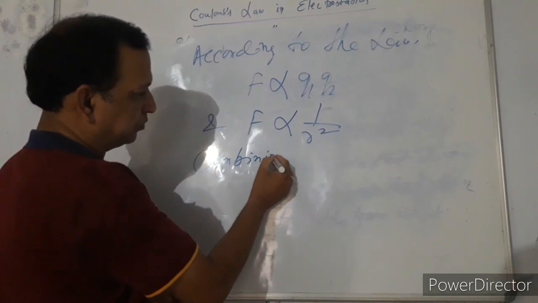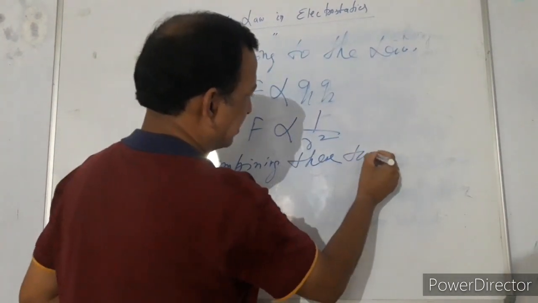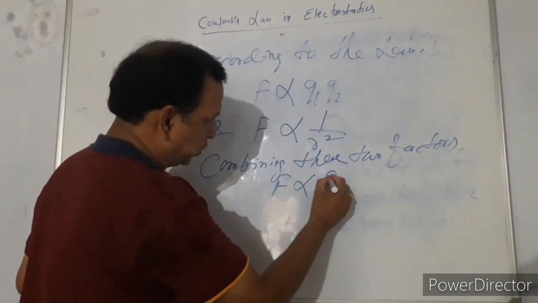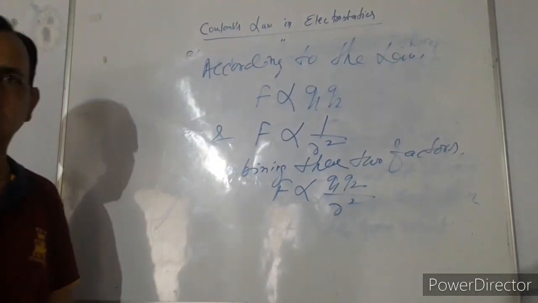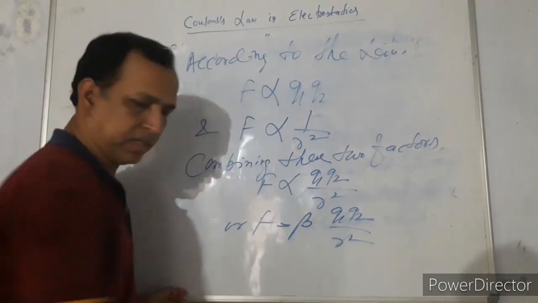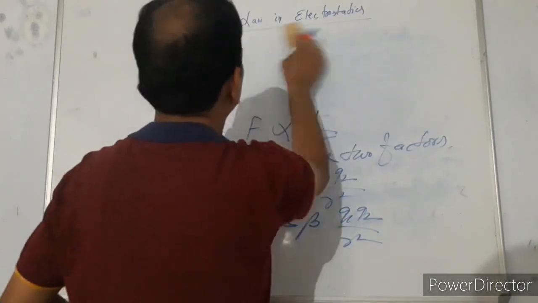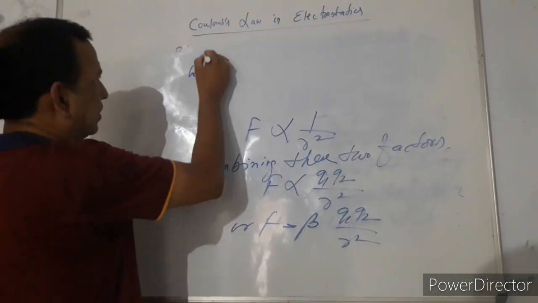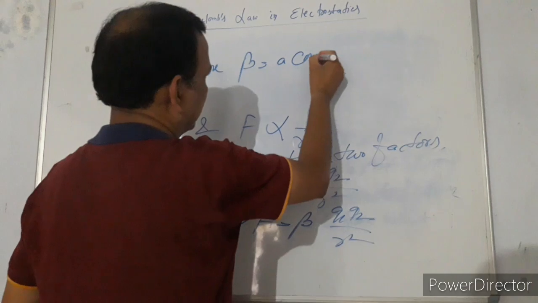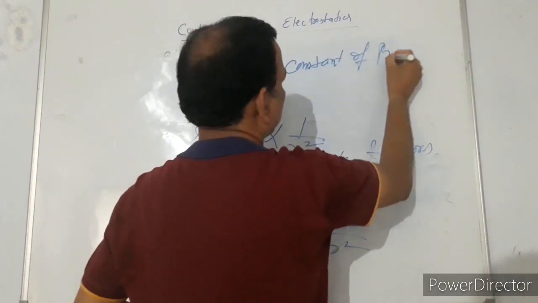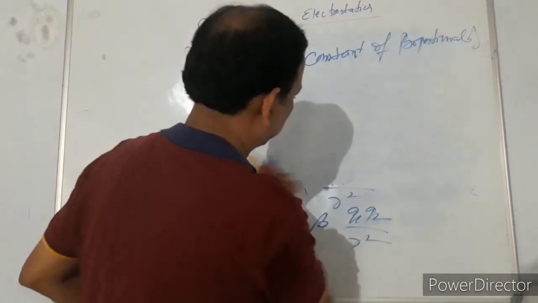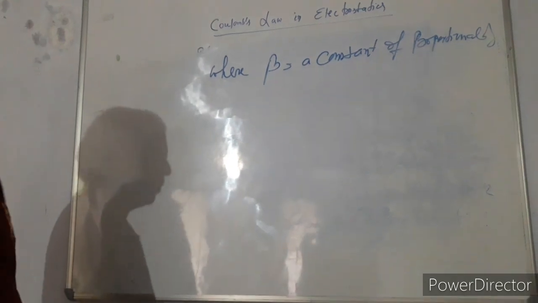Now, combining these two factors, we get F proportional to Q1 Q2 by r square, or F is equal to beta Q1 Q2 by r square, where beta is a constant of proportionality. This is Coulomb's law.